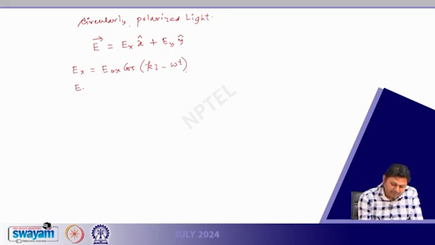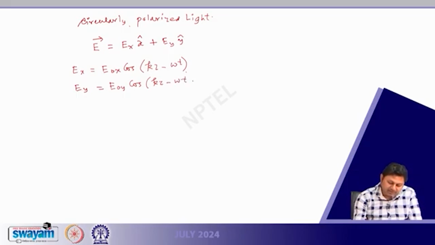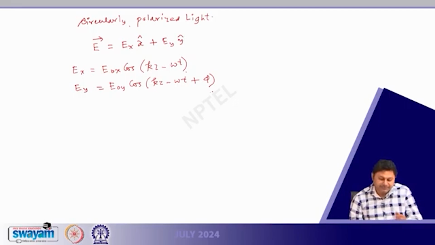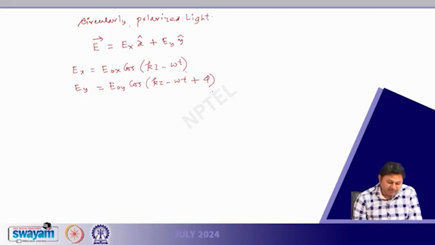and Ey will be E0y cos of kz minus omega t and then a phase phi that we need to add. So, this is the most general expression of the electric field by dividing into x and y components, and x and y components are also a function of z and t, because this is a sinusoidally varying propagating field and we write this sinusoidal varying.